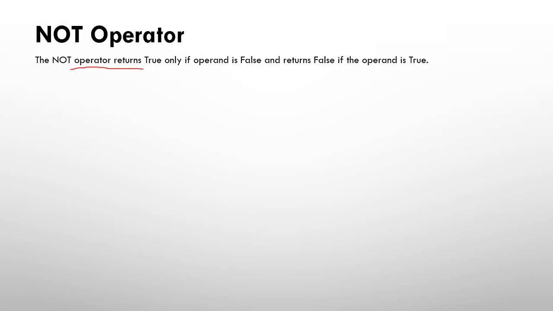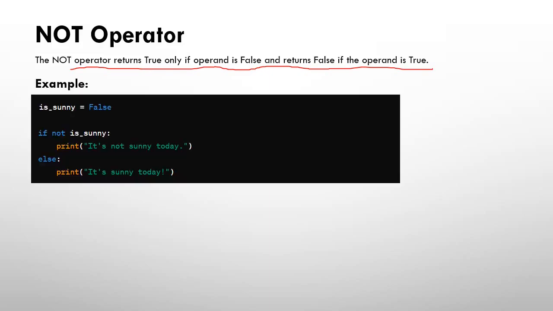So finally coming to NOT operator. The NOT operator returns true only if operand is false and returns false if the operand is true. Let's see an example of NOT operator. Here, to variable isSunny, we have assigned a Boolean value false. And in the if statement, we have used the NOT operator in front of variable isSunny. So in this case, the NOT operator changes the value of isSunny from false to true. So the statement "it's not sunny today" will be printed on screen.